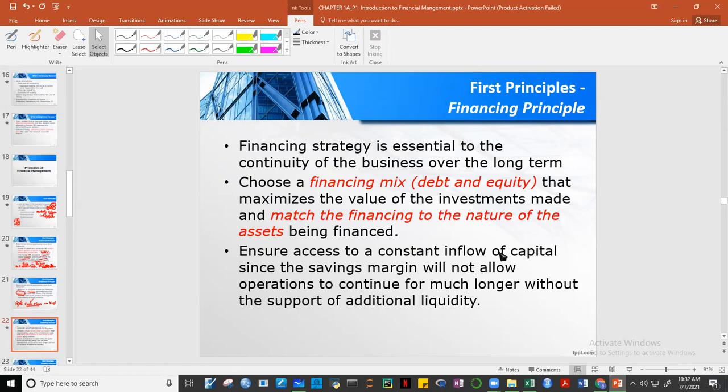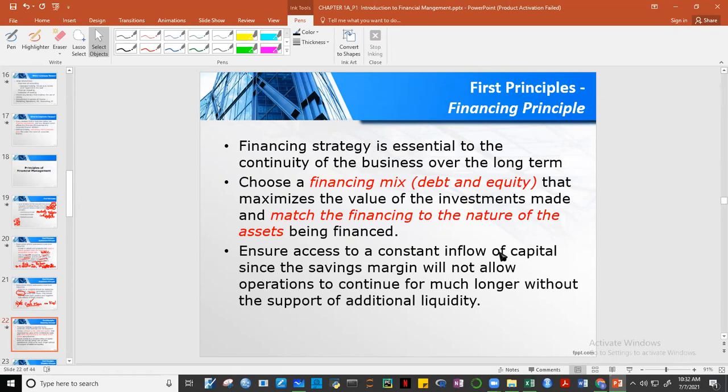Hindi pa pwedeng short-term. Kapag short-term naman yung assets, mga current assets, guys, ang financing na ginagamit yan, dapat short-term lang din. Okay? So hindi pa pwede, dapat may matching principle. I-match natin yung assets na ini-invest na natin to the type of financing. Short-term assets, short-term investing. Long-term assets, long-term investing.